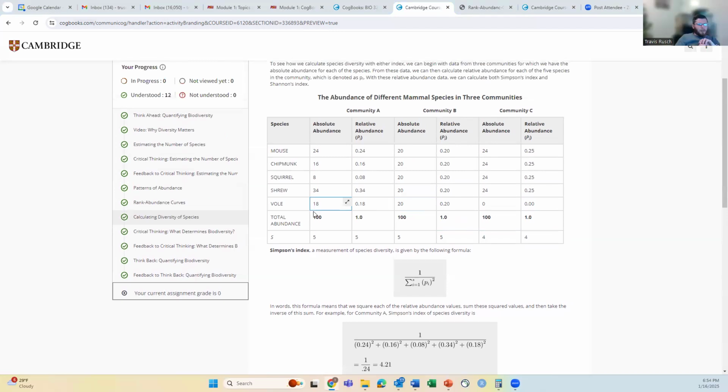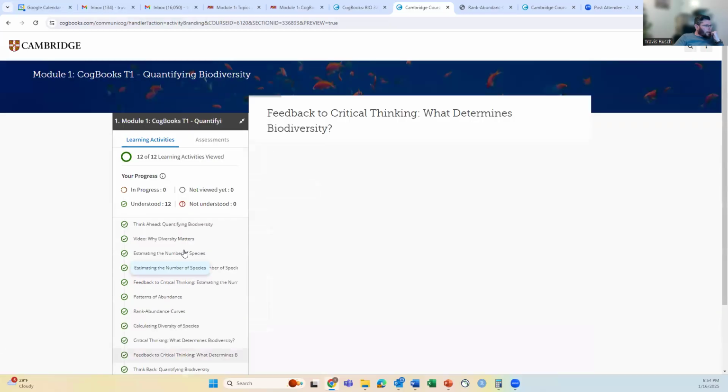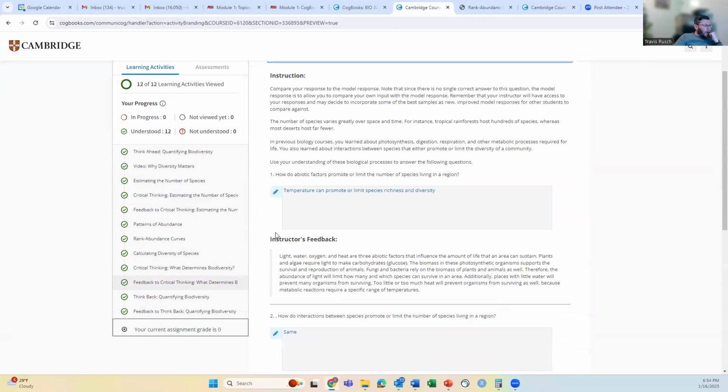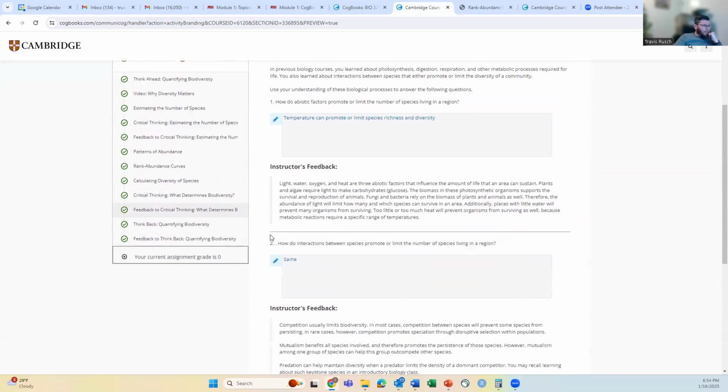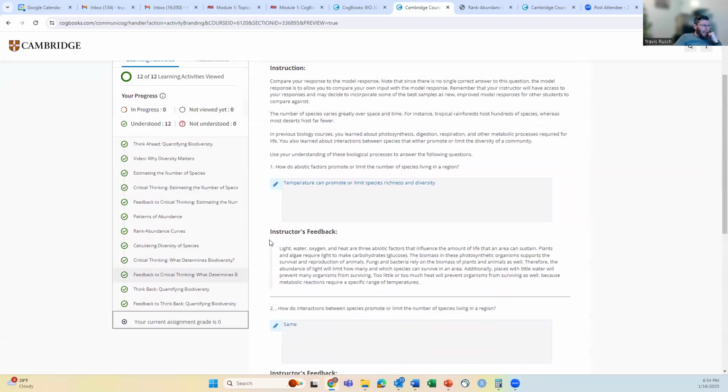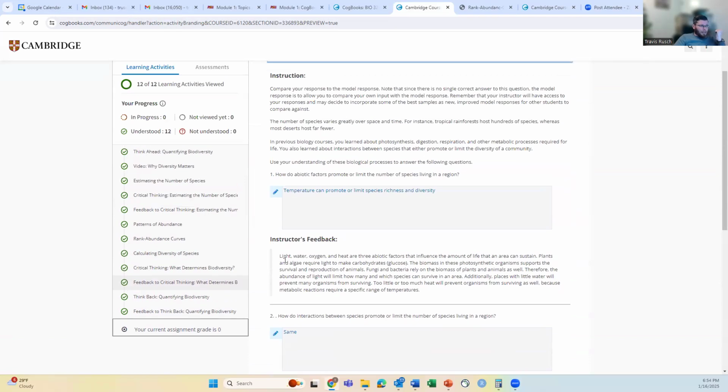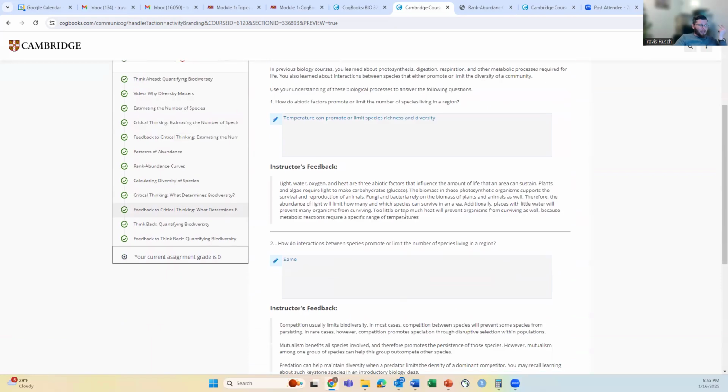Okay. And then the rest of this section is kind of just that critical thinking, what determines biodiversity, and then getting some feedback. If I have this right. Let's come up. I don't personally really like these questions because the content doesn't really get into anything about light, water, oxygen, and heat and abiotic factors.